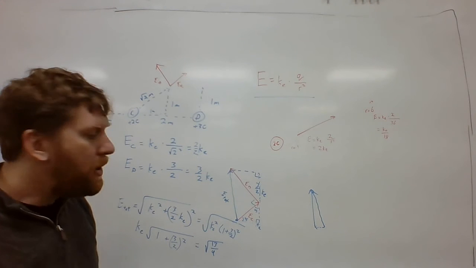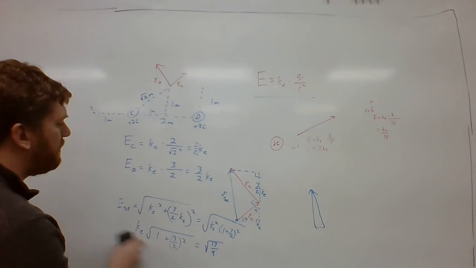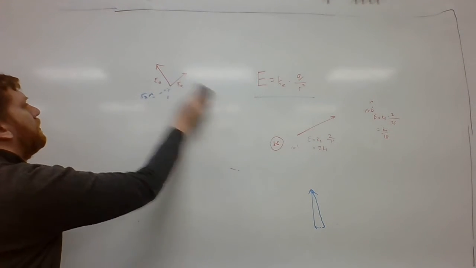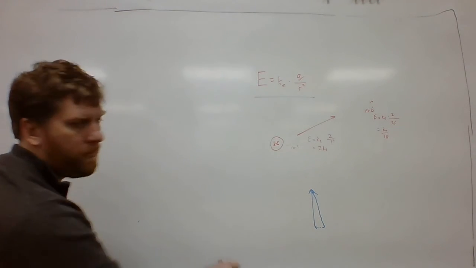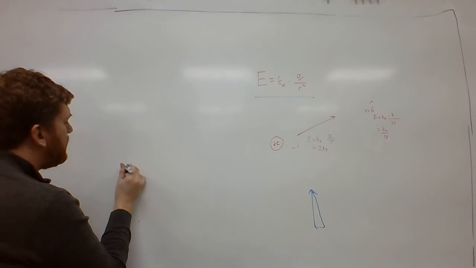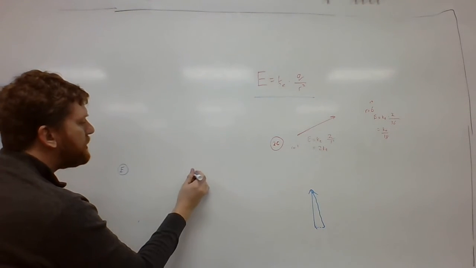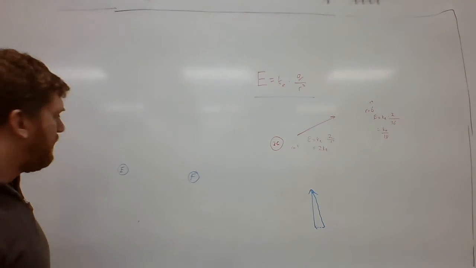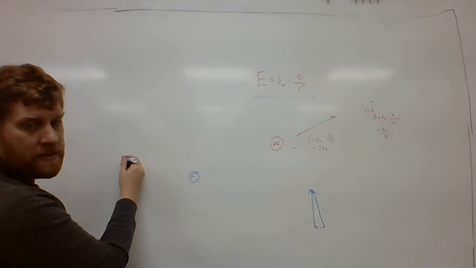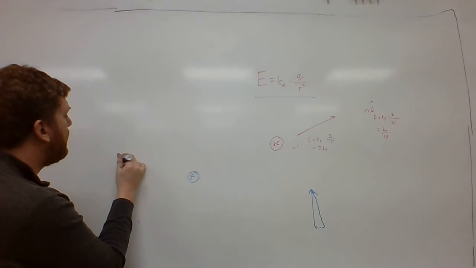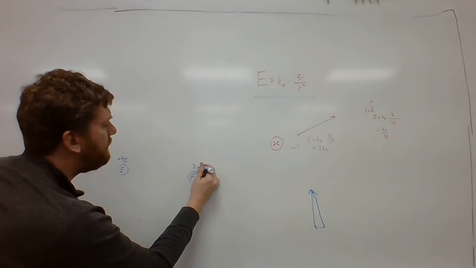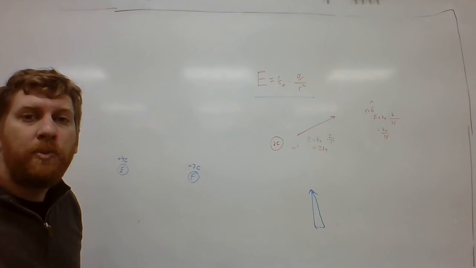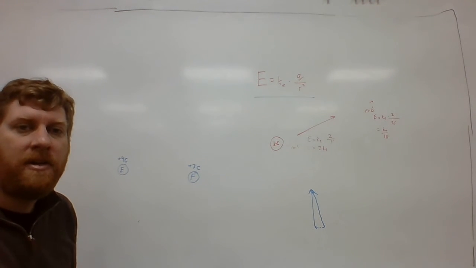Okay, let's go on to this last question. I have two charges. This was a little different for both classes, but it was the same idea. E and F. Let's say E is a positive 4 coulomb charge, and F is a positive 3 coulomb charge. I asked, where is the electric field 0?